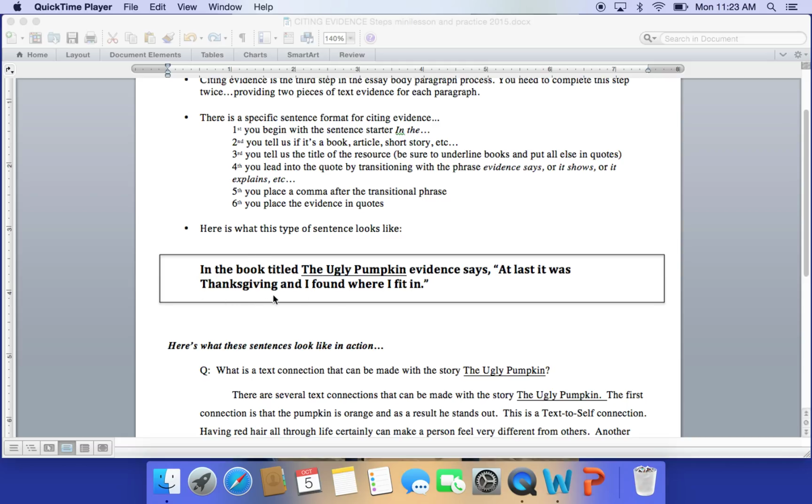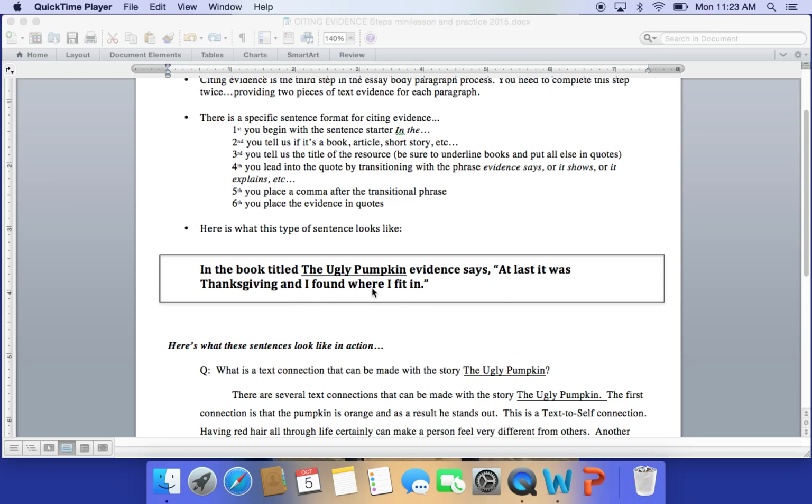I put the actual example of what this looks like for you here in this box right in the middle of your paper. So let's break it down and take a look. This was the first step, in the, and this was the second step, book, titled. Third step, The Ugly Pumpkin, underlined. Fourth step, evidence says, comma, 5th step, and then here's your actual quote. At last, it was Thanksgiving, and I found where I fit in.